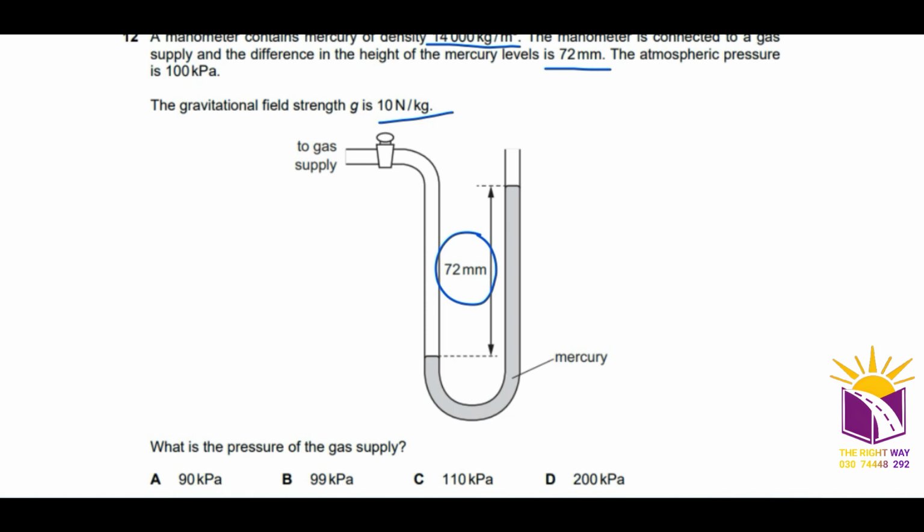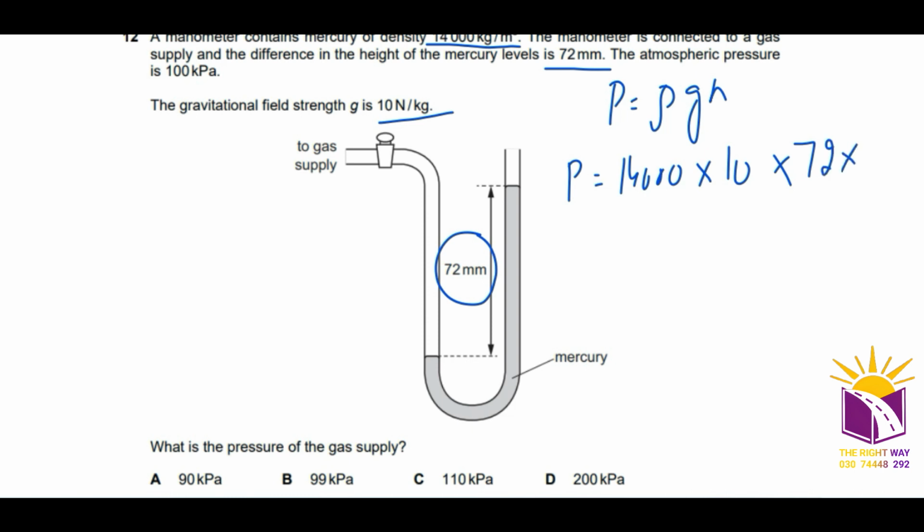So what is the pressure of the gas supply? As we know that pressure is equal to rho g h. So pressure will be equal to 14,000, the density, multiplied by 10, the gravitational field strength, and height. As height is in millimeter, so by converting 72 into 10 raised to power minus 3, pressure will be equal to 10080 pascals.